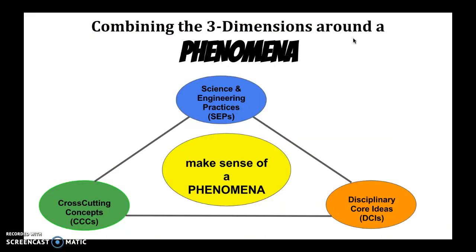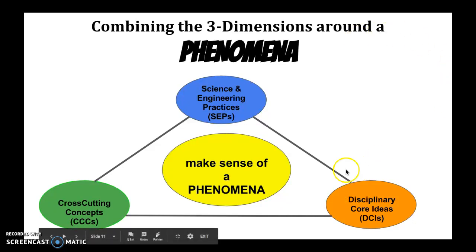So now let's go back to focusing on our 3D learning. This is the organizer that you are going to use, and hopefully this will help you when you're planning your lessons and units in the future. As you can see, we have our triangle with our DCIs, our SEPs, and our CCCs with the phenomena in the middle.